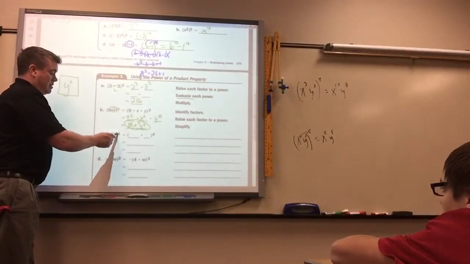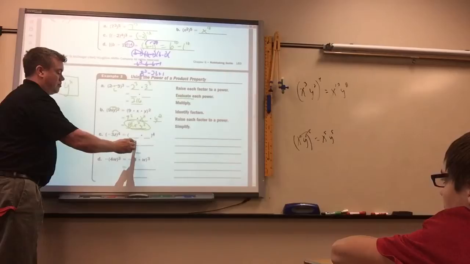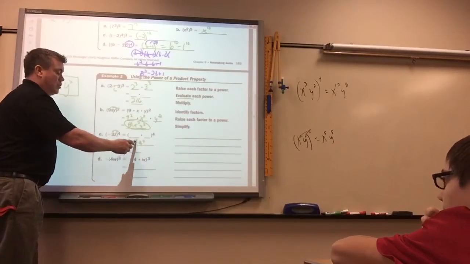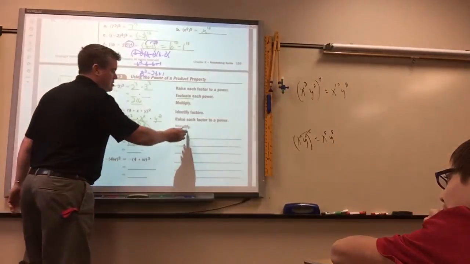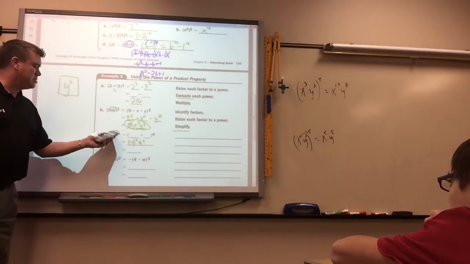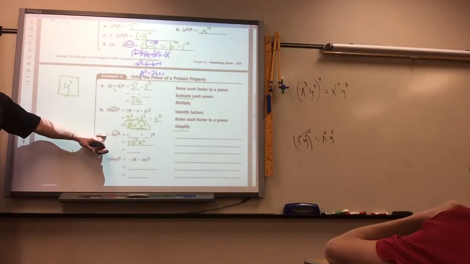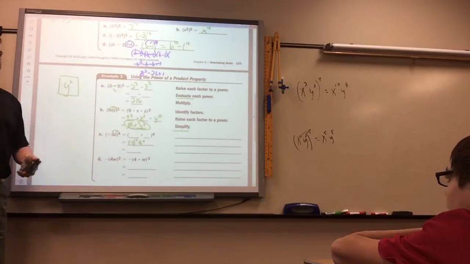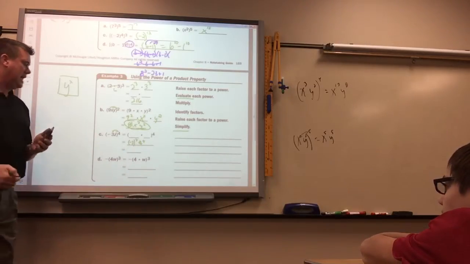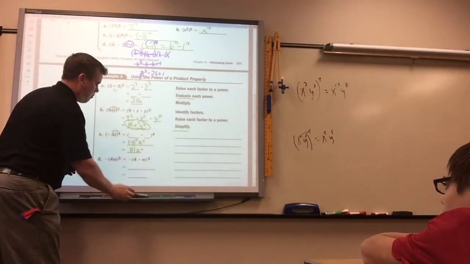Same thing here. The -3 is raised to the 4th, and the z is raised to the 4th. We can figure out, when they do say to simplify, what -3 to the 4th is. So since this is in parentheses, what's going to happen to that negative sign? Disappear, because there's an even amount of them. So 3 to the 4th is 81, z to the 4th.